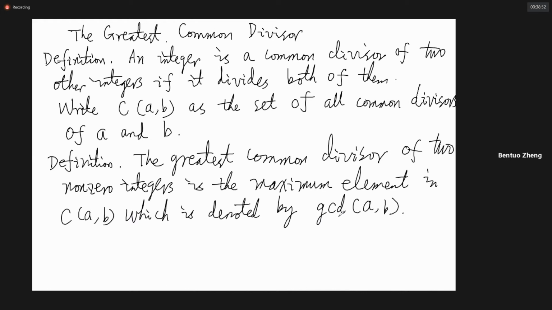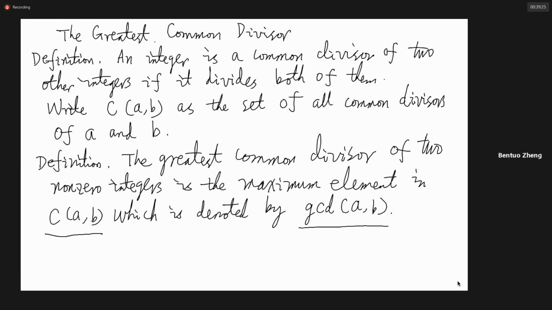Okay, so it follows from the definition, if you want to find the greatest common divisor of A and B, you need to first find out what is the set of common divisors, C of AB, and then you just choose the largest element in C of AB, and you get the greatest common divisor. Let's look at a simple example to see how we use the definition to find the greatest common divisor.